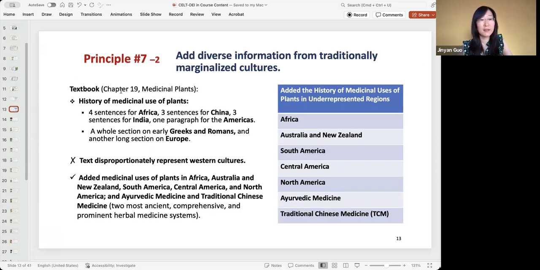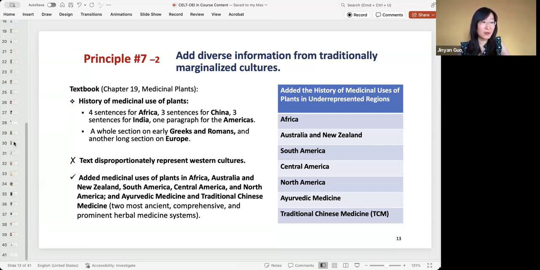And in addition, there's a chapter on medicinal plants. And at the beginning of this chapter, they also talk about the history of the medicinal use of plants. It has 4 sentences for Africa, 3 sentences for China, 3 sentences for India, 1 paragraph for the Americas. Well, it spent a whole section on the early Greeks and Romans, and another long section on Europe. Thus, the text in this chapter disproportionately represents Western cultures. Thus, I added additional course content regarding the medicinal use of plants in Africa, Australia and New Zealand, South America, Central America, North America, and Ayurvedic medicine and traditional Chinese medicine. These are the 2 most ancient, comprehensive, and prominent herbal medicine systems in the world.